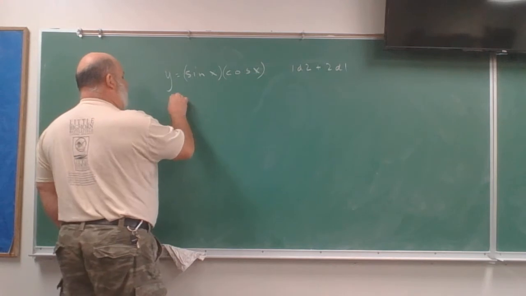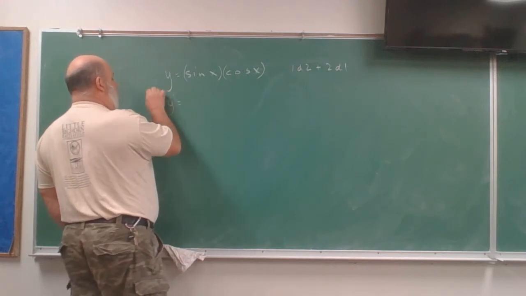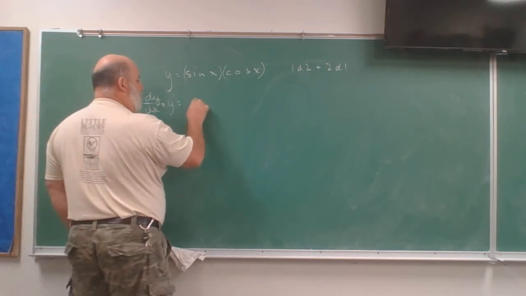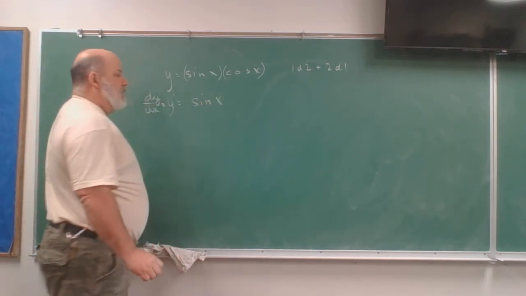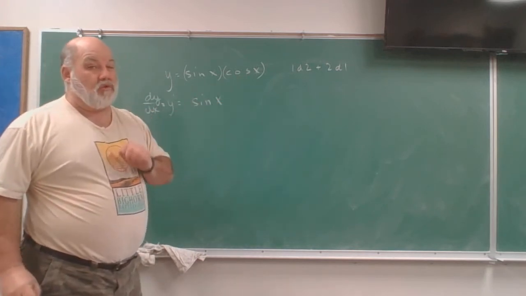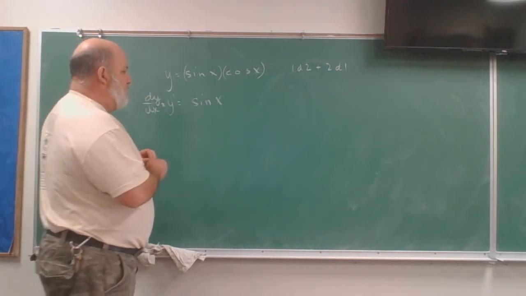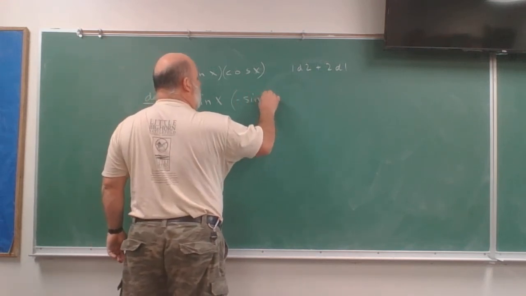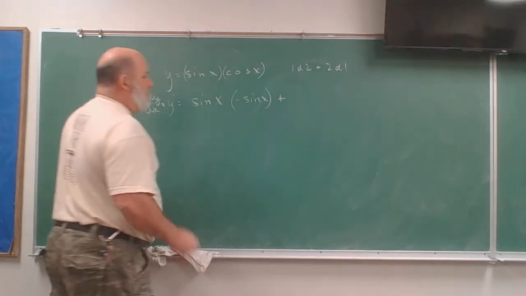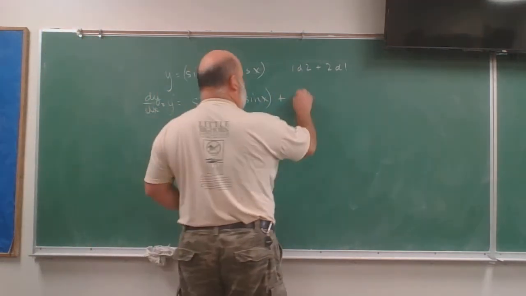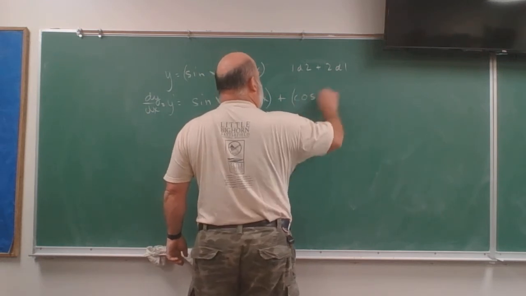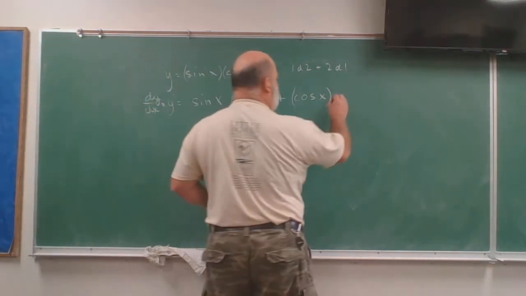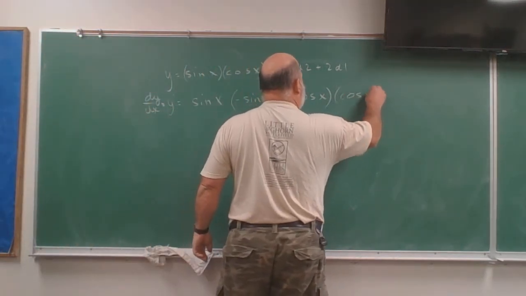So the derivative, or dy/dx, I use y prime, is the first one, sine of x, times the derivative of the second one. What's the derivative of cosine? I had those up a minute ago. You should probably have those on your cheat sheet. The derivative of cosine is negative sine, plus the second one, cosine, times the derivative of the first. What's the derivative of sine? The derivative of sine is cosine.